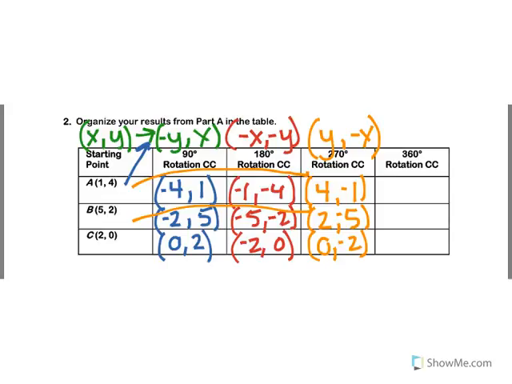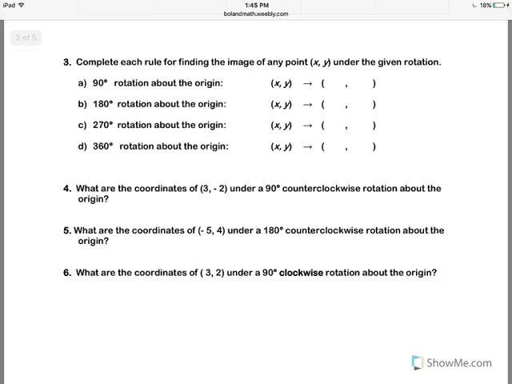Okay, and if you want to go 360, that's basically just writing your original coordinates. So if your original coordinates were (1, 4), they'd still be (1, 4). If they were (5, 2), they'd still be (5, 2). If they were (2, 0), they'd still be (2, 0). So those were the rules for counterclockwise.